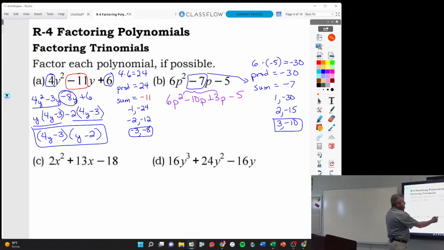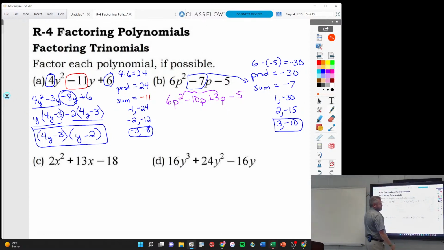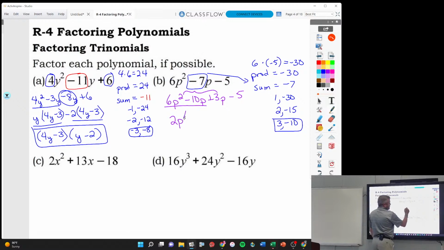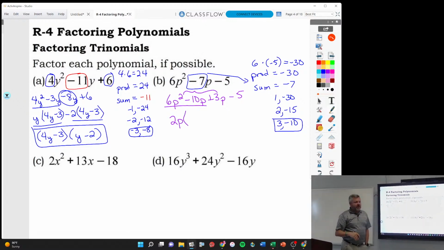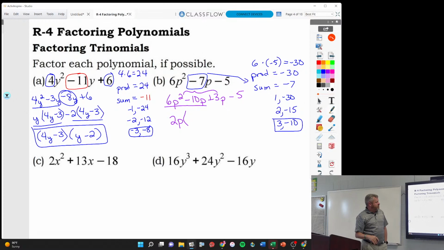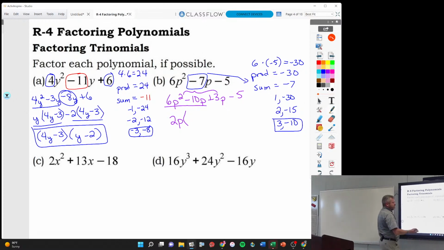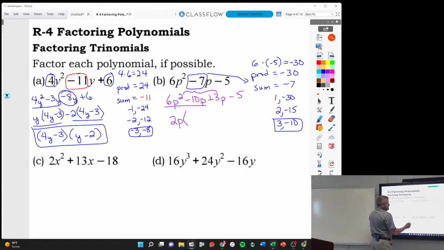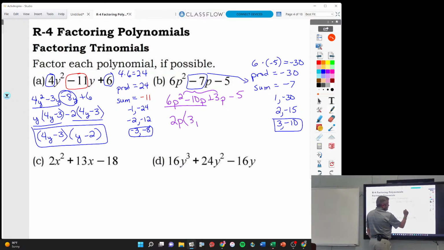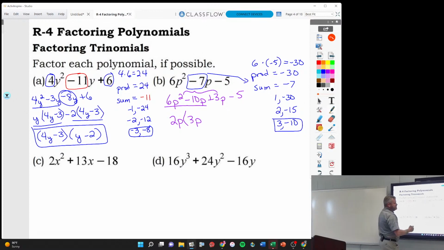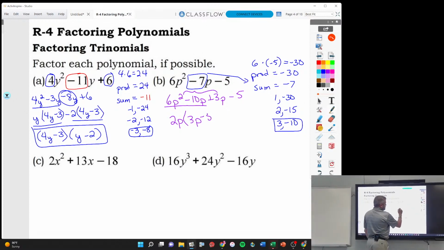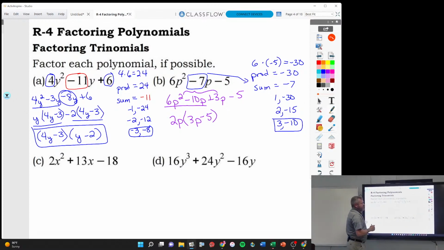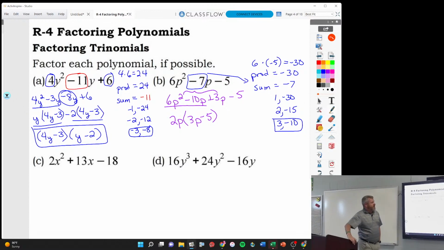Okay, first pair. 6p squared minus 10p. What do they have in common? Well, I can take a 2 out of both of those. I can take a p out of both of those. So since I can take a 2 and a p out of both of those, let's divide both terms. 6p squared divided by 2p would be 3p. Minus 10p divided by 2p is minus 5. Okay, so I factored a 2p out of the first pair.